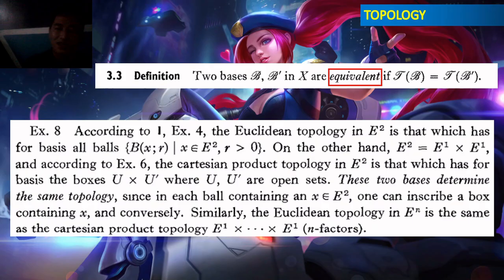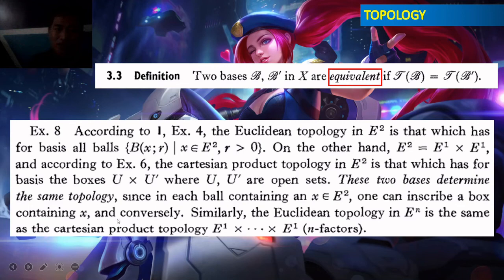Okay. Now, definition 3.3. So, if we have two bases, script B and B prime in X, they are equivalent if the tau of script B is just equal to the tau of script B prime. So, example number 8, according to example number 4, the Euclidean topology in E squared is that which has the basis of all balls. Right? Balls in E squared, the Euclidean topology. Those circles, open circles. Now, on the other hand, E squared is equal to E1 cross E1.